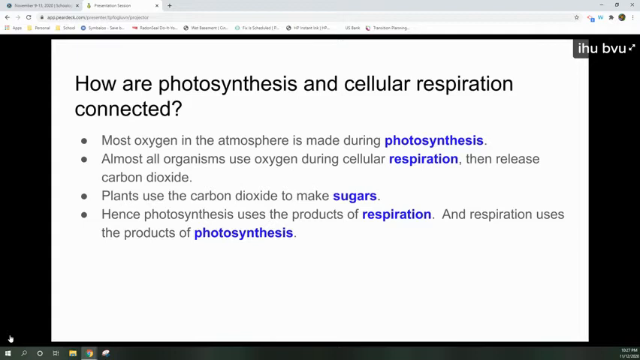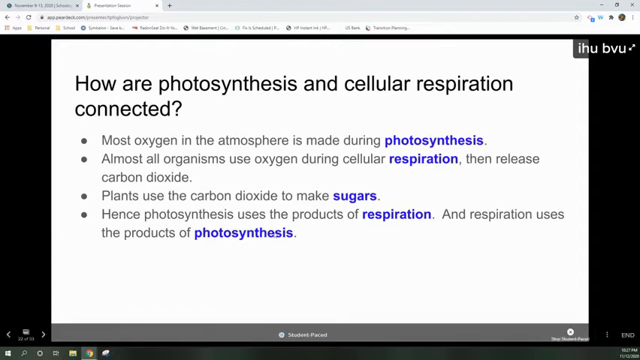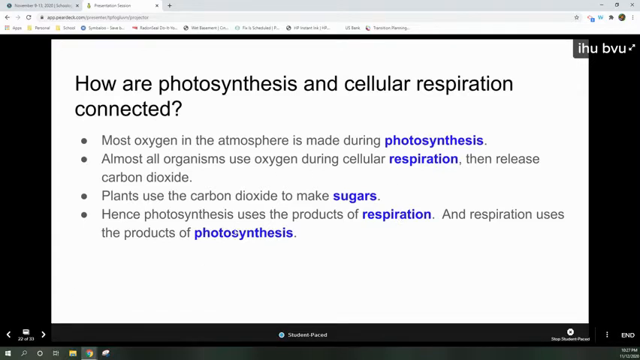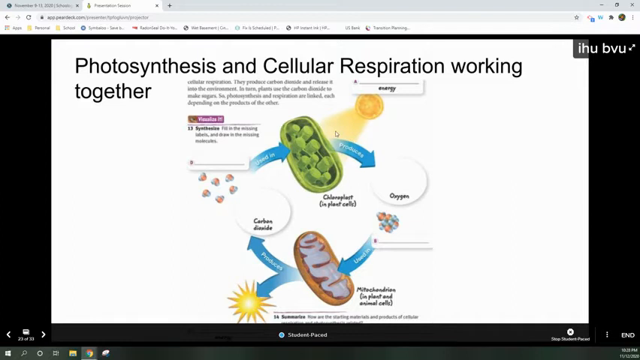For you and I, we are animals, organisms that perform cellular respiration. We take in oxygen, and then we release carbon dioxide. Plants then use that carbon dioxide to make sugars. Hence, photosynthesis uses the products of respiration, and respiration uses the products of photosynthesis. They go hand in hand. Whatever respiration makes is used in photosynthesis, and whatever photosynthesis makes is used in respiration, hence going in circles, hence the picture you have in front of you.